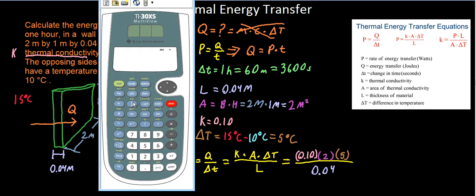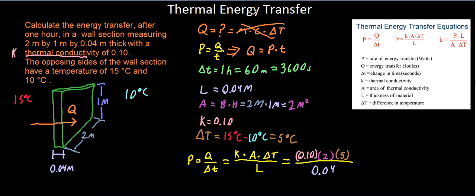And so to figure this out, we're going to plug this into our handy-dandy calculator. So I'm going to hit this numerator over denominator button, and I'm just going to plug in my numbers. That's 0.1 times 2 times 5 on top, and then on bottom, I will just put 0.04. And so what do we get for our power? We get power equals 25 watts, or we could write that as 25 joules per second.